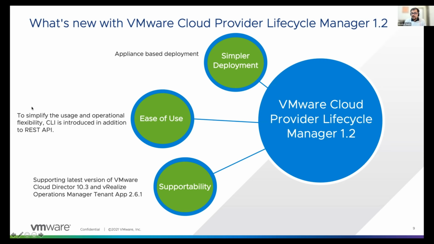And VCP LCM, as I said, the second option is the CLI as opposed to the REST API. Earlier, the deployment, upgrade, and configuration were done through the REST API in the previous version, but with this version we can do that using the CLI. Having said that, we can still use the REST API. This is just an added feature that has been introduced. Apart from the REST API, we can also use the CLI for all those.